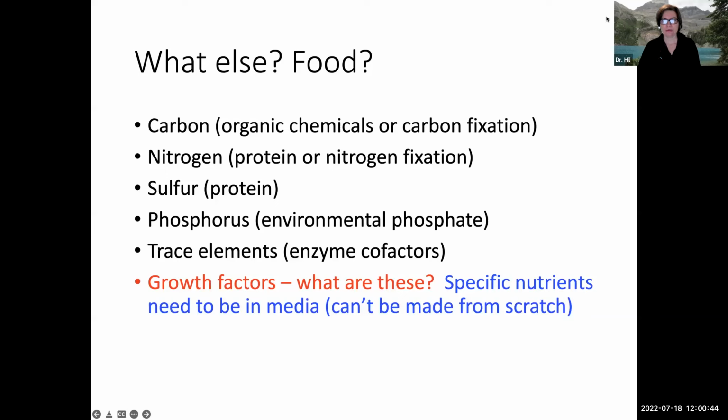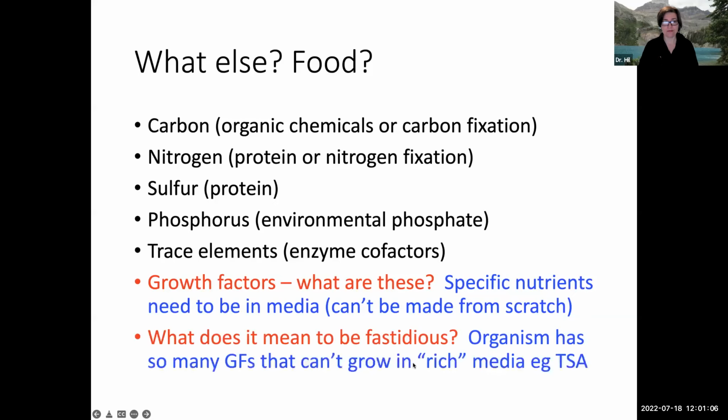One concept or term to be aware of is growth factors. Growth factors are basically any specific nutrients that have to be added to the media that cannot be made from basic ingredients. So things like particular sugars or particular amino acids. Now, if an organism has a lot of growth factors that it needs, then it's termed fastidious. Fastidious is a word that means picky. So if it needs a lot of very particular things and doesn't have the ability to make most of the complex chemicals itself from basic ingredients, then it would be termed fastidious.